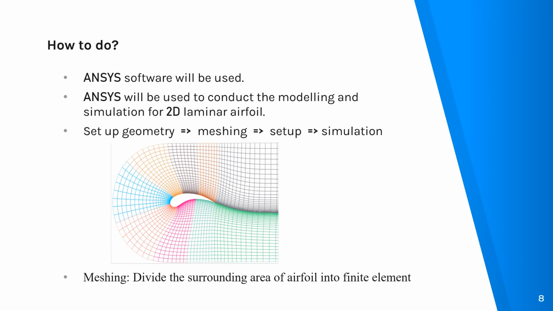In this project, CFD software Ansys will be used. Both the modeling and the simulation of the two-dimensional laminar airfoil will be done in Ansys. After creating the desired geometry for the airfoil, meshing is a process which divides the surrounding area of the airfoil into tiny elements, so that numerical analysis can be carried out based on the finite element method. After meshing comes the setup step, and the last part is the simulation.